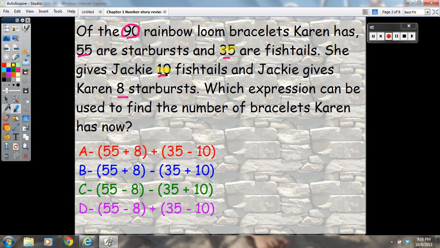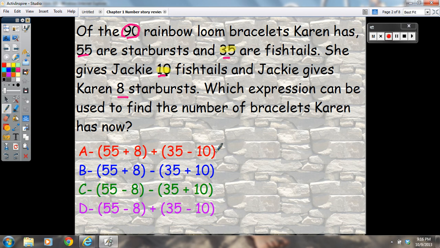Well, what we need to do is decide what expression is going to show that she had 35 and then she gave 10 away. We know from the practice that we just did that if she's giving them away, this expression has to show subtraction. So we need to see an expression that shows 35 minus the 10. Now, if I have multiple choice, I'm able to use that as a guide to eliminating certain answers.